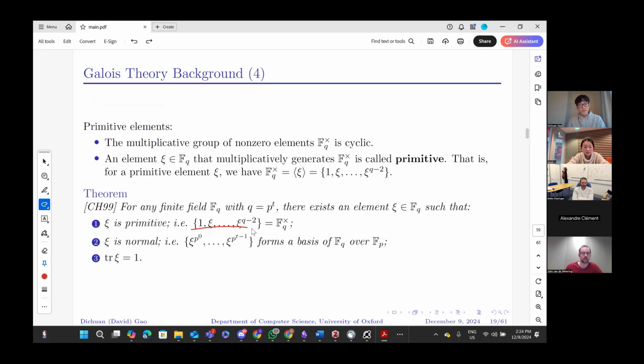Yeah, that's a great question. So this set has size q minus 1, so it's all the powers of psi. But then this set has size p, so it's the powers of psi where the exponent is itself a power of p. And so this is why this forms a basis of your big field, whereas this kind of just literally traverses the entire big field.